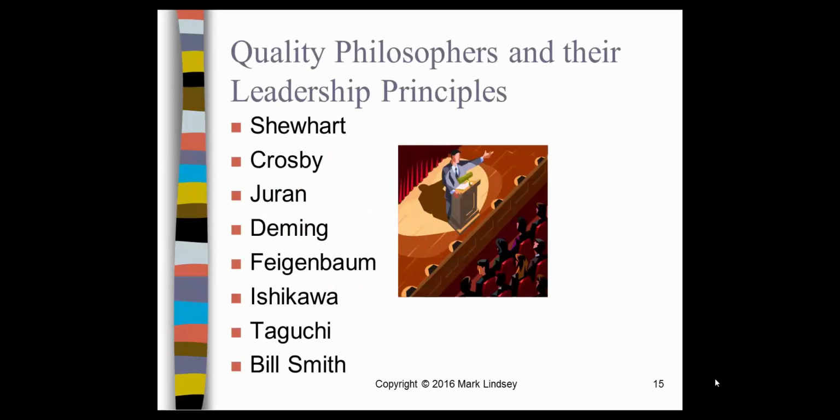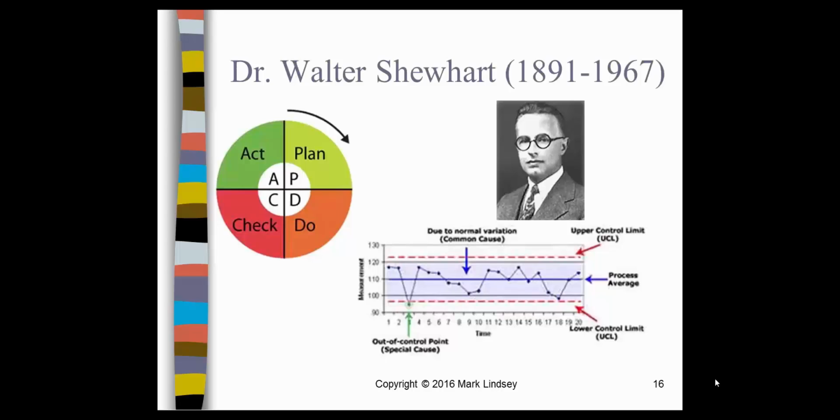So, quality philosophers and their leadership principles. Ones that we'll be covering are Shewhart, Crosby, Juran, Deming, Feigenbaum, Ishikawa, Taguchi, and Bill Smith. So Shewhart came up with the plan, do, check, act cycle and control charts, statistical process control, as you can see on there. So you can identify processes in control and identify any out of control conditions that are attributed to special cause.